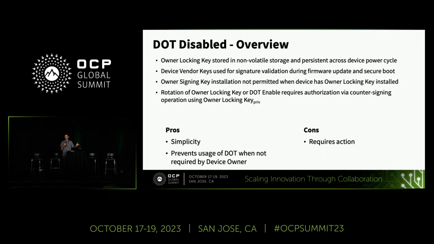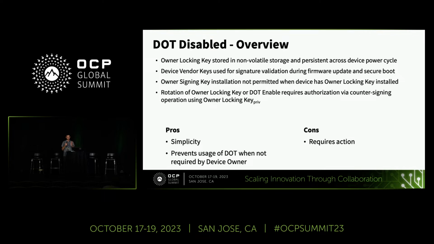So when we look at the pros and cons of DOT disabled, you have to imagine that we're comparing it not to the other DOT archetypes, with volatile or mutable locking. We're really comparing it to the status quo today, where potentially there are a lot of devices that don't support ownership transfer at all. But what exactly is DOT disabled? We've skipped over the owner signing key, and all we have is the owner locking key. We store that owner locking key in non-volatile storage, again, so that it's persistent across a device power cycle.